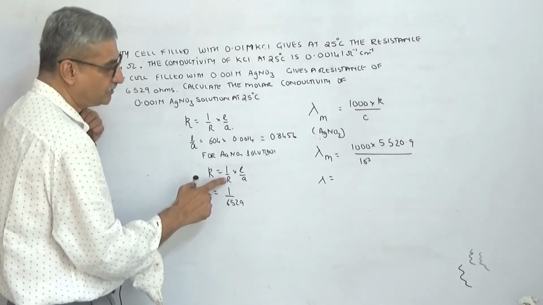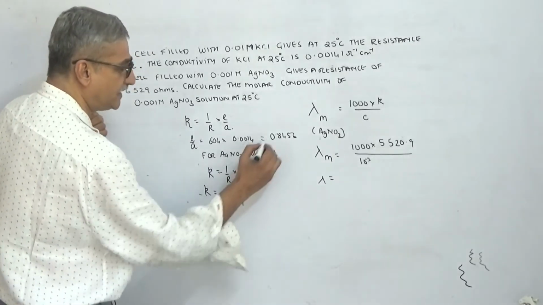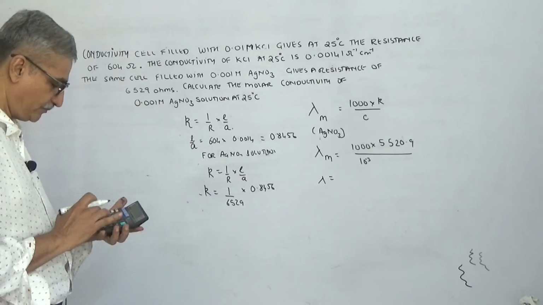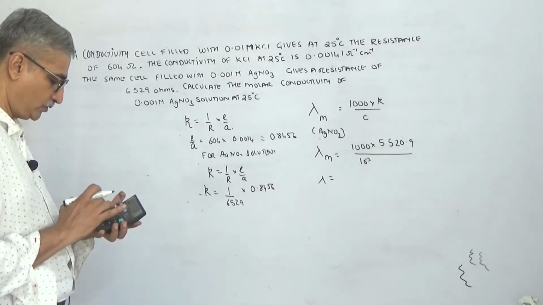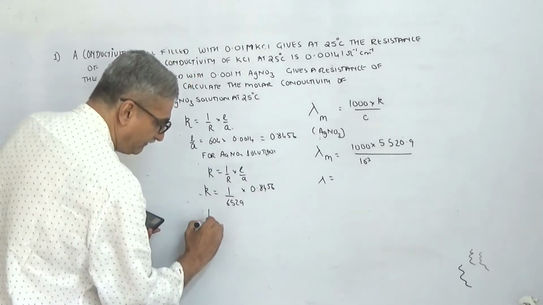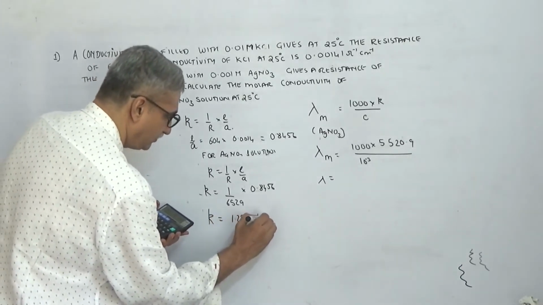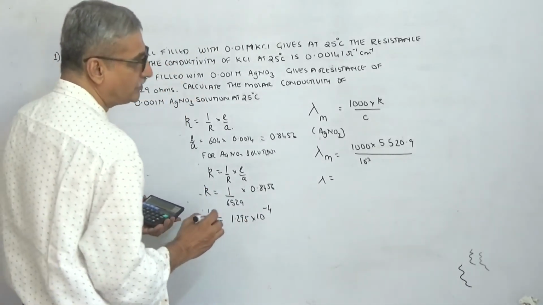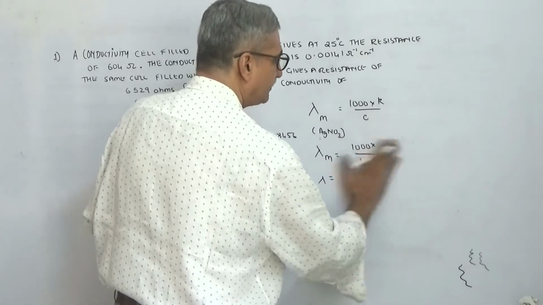1 upon R, so R was 6529, and into what did we get? This L by A was 0.8456. So we have 0.8456 divided by 6529. Now we are getting a correct answer. So now your K value becomes equal to 1.295 into 10 raised to minus 4 Siemens per centimeter.